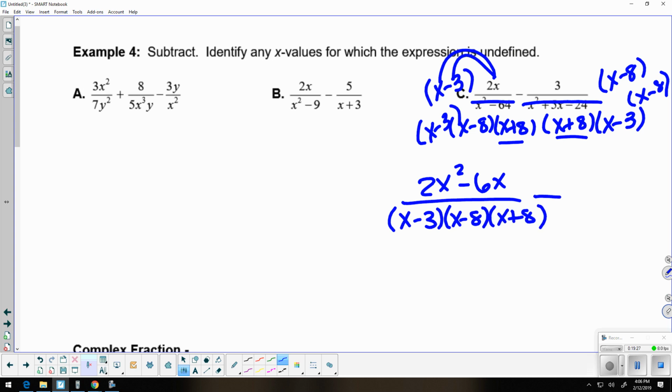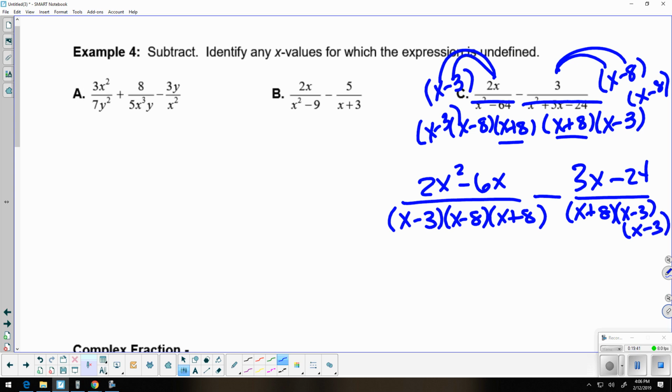Okay, then we're subtracting. Second one, multiplying on top, distribute, you'd have 3x minus 24. And again, all 3 binomials, doesn't have to all be in order, just basically as long as you have all 3 of them. Oh, it's supposed to be an 8, x minus 8. All right, so we have our common denominators, we're all set with that.